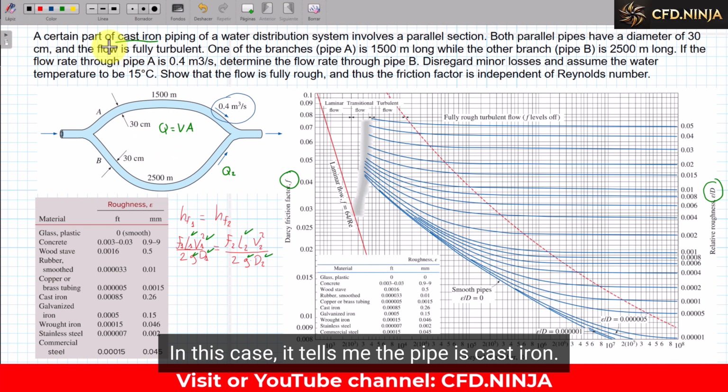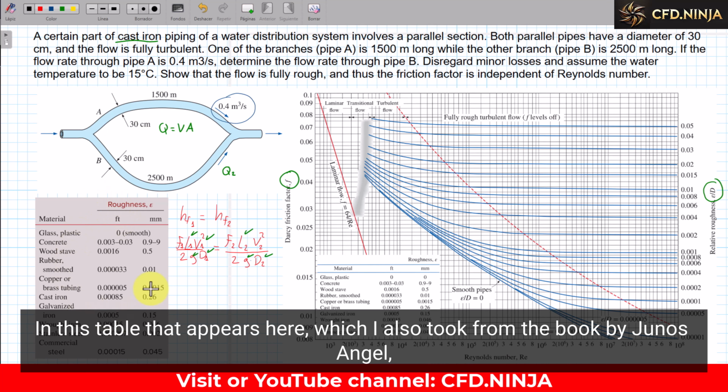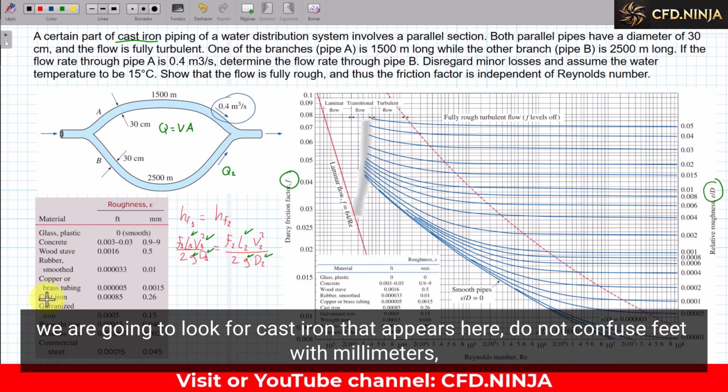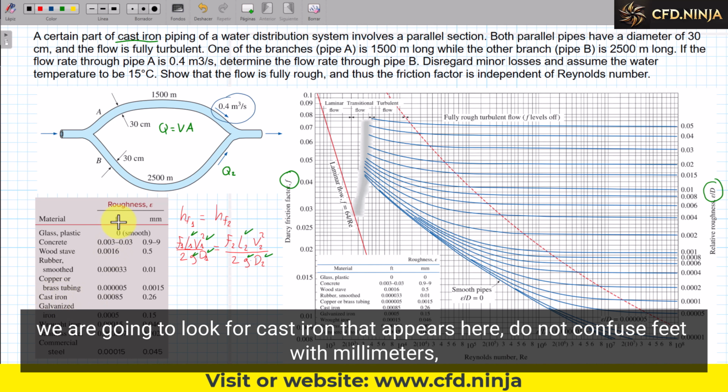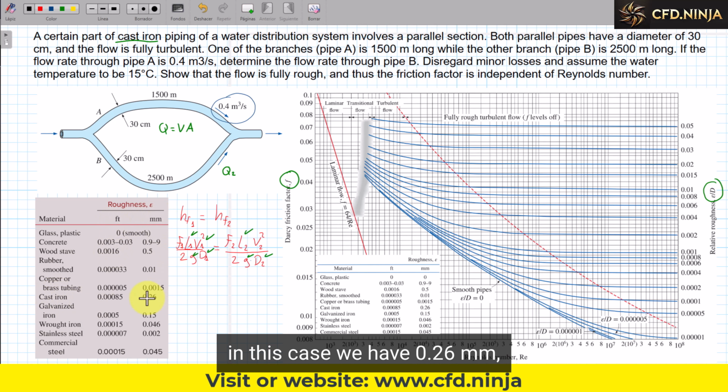In this case, it tells me the pipe is cast iron. In this table that appears here, which I also took from the book by Yunus Çengel, we are going to look for cast iron that appears here. Do not confuse feet with millimeters. In this case, we have 0.26 millimeters. So it comes to be 0.26 millimeters.